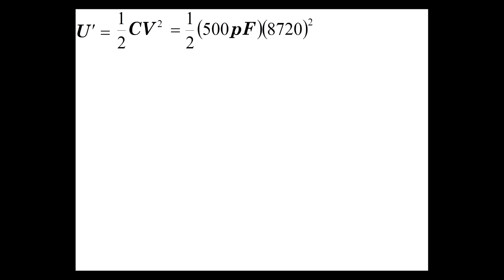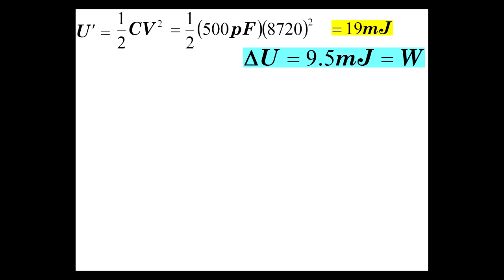Now, the new potential energy is 1/2 CV squared. The capacitance got cut in half. The voltage doubled, and we're squaring that. So that's 19 millijoules. It was 9.5, now it's 19. It doubled. So the change in potential energy, 9.5 millijoules, is the work that was required in separating those plates.